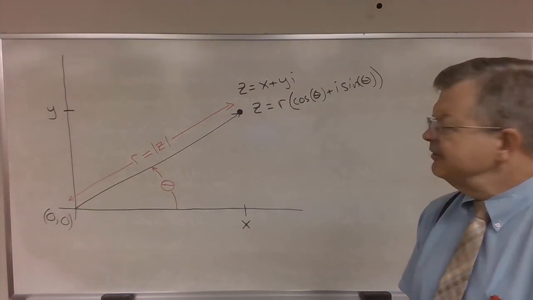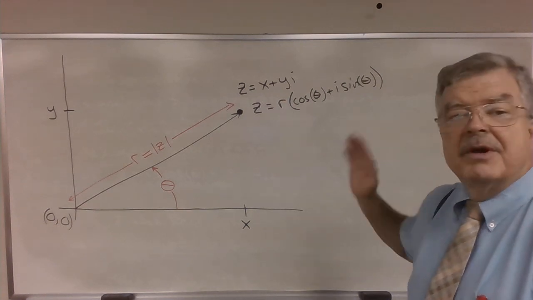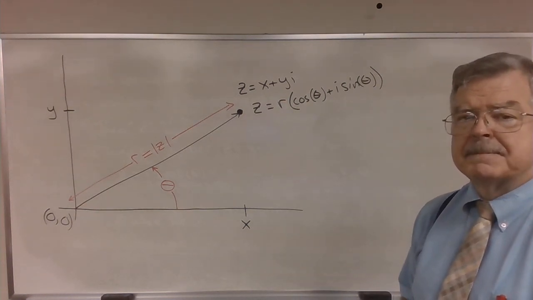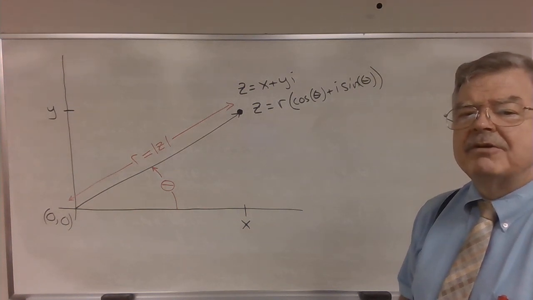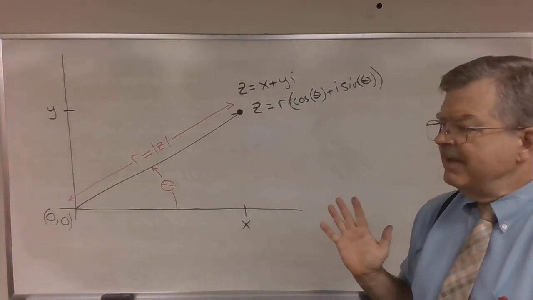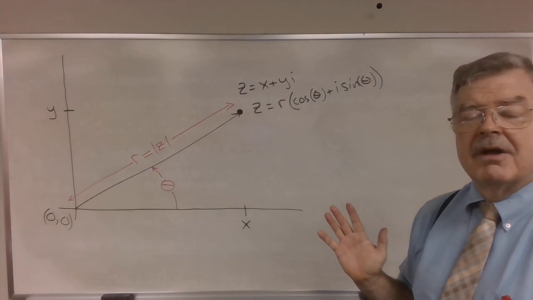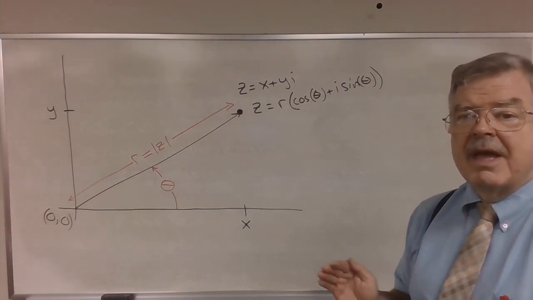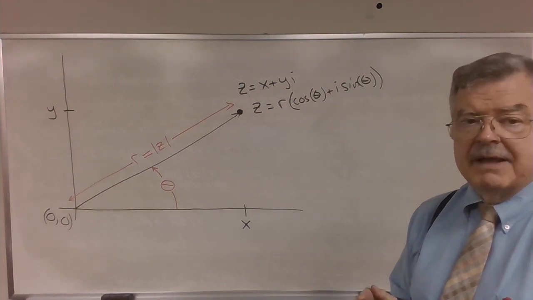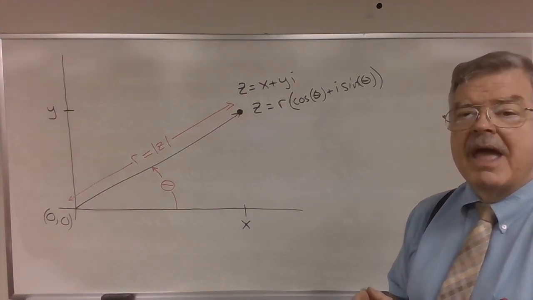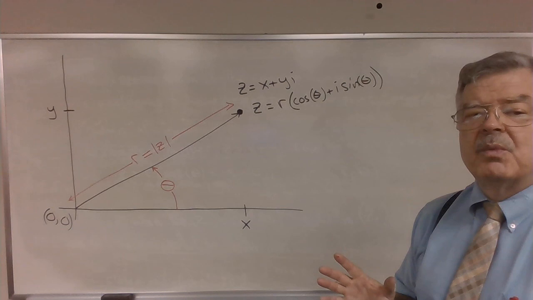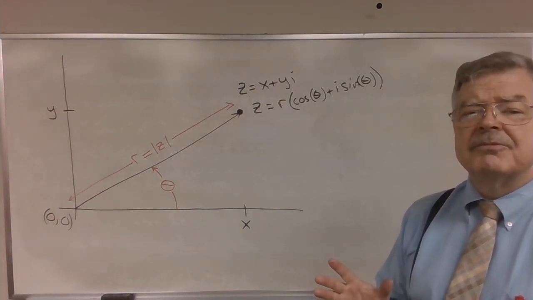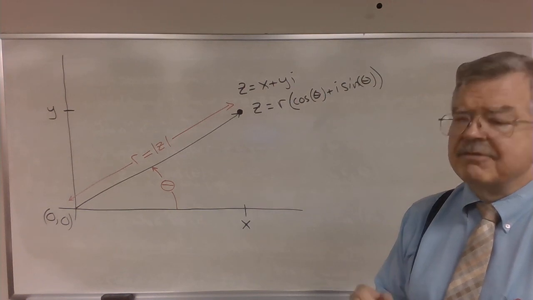Now let's pause. I'm going to draw this picture all over again, and we're going to make some notes about r, theta, x, and y, and how we can express one set of coordinates, rectangular, in terms of the other, polar, and vice versa.